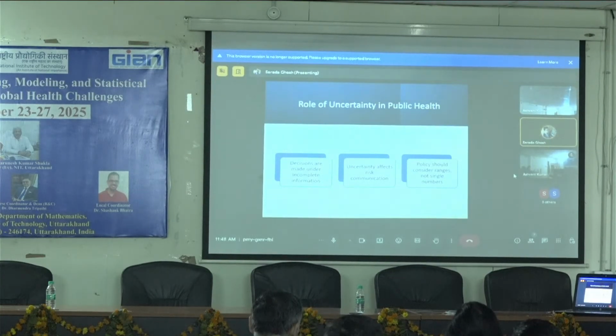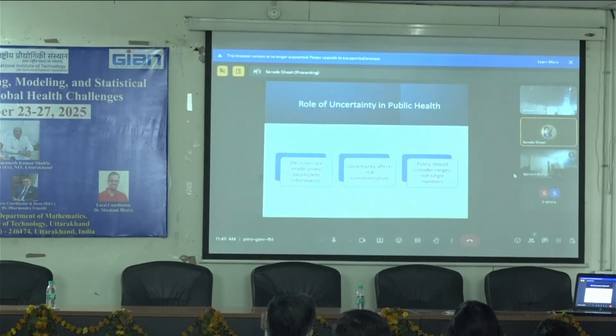Next is what challenges we actually face in collecting the data, after reporting the data, or in making any decision based on data. Basically, the role of uncertainty in public health: decisions are made under incomplete information. Sometimes in different situations, we cannot take any decision. For example, we measure a particular rare disease or a rare cancer in a patient. If he or she does not follow up, we cannot conclude what happens with him or her. So in this condition, it's incomplete information.